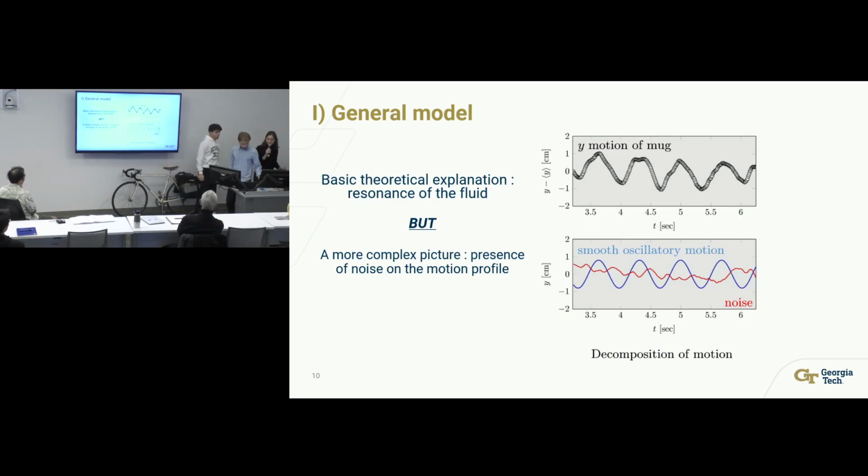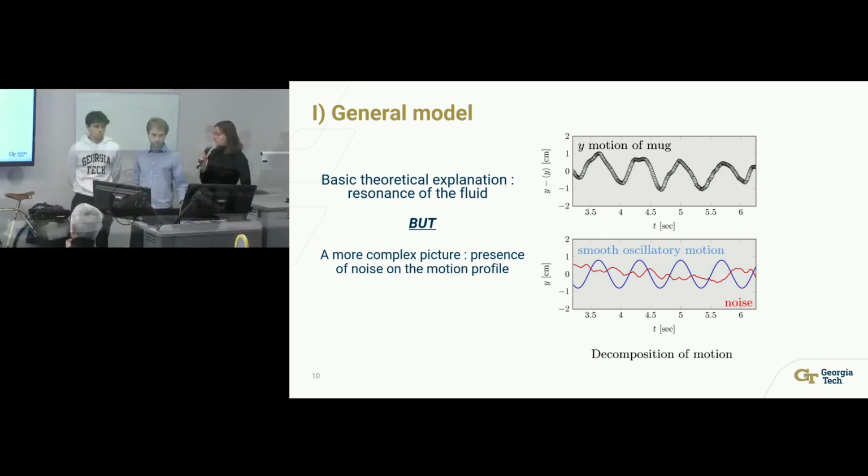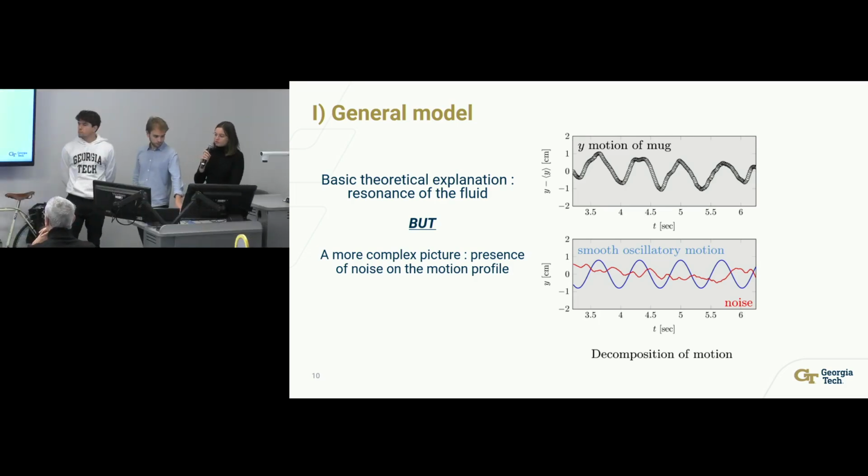So, as Gaëtan said, the basic theoretical explanation of the coffee spill is the resonance of the fluid. However, it doesn't explain the phenomenon completely. As we can plot the motion of the mug, we can see that there is some noise on the motion profile. And this makes a good transition to the second part, which is focused on experimental results to explain this noise.